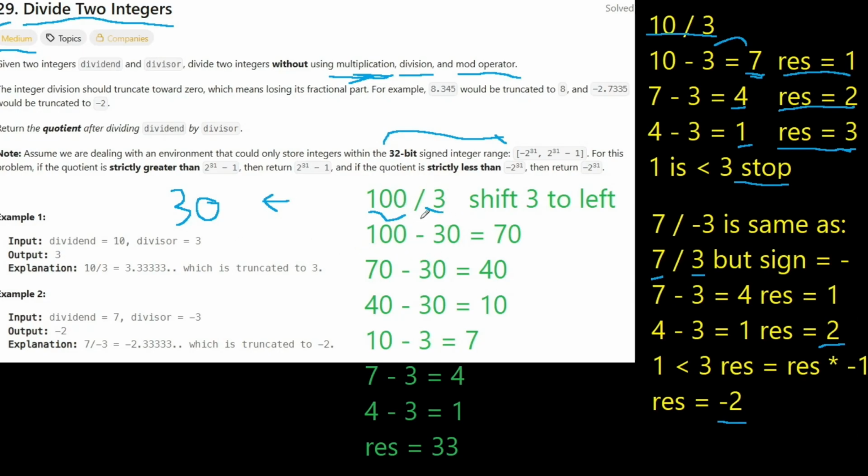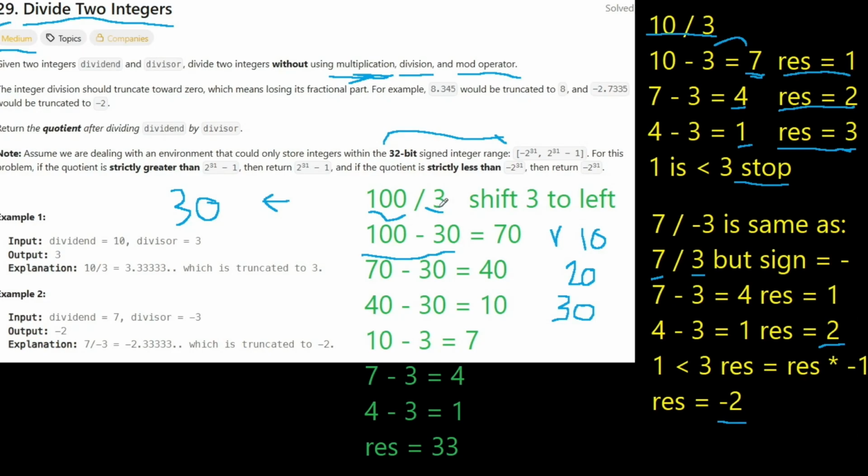It will be faster. 100 minus 30 is faster than 100 minus 3 minus another 3 and minus another 3. So here we say 100 minus 30, what's left is 70 and the result is 10, because we shifted 3 to the left, so it's ten 3's. And then 70 minus 30 is 40 and the result becomes 20, another 10. And 40 minus 30 is 10 and the result becomes 30. This is another 10.